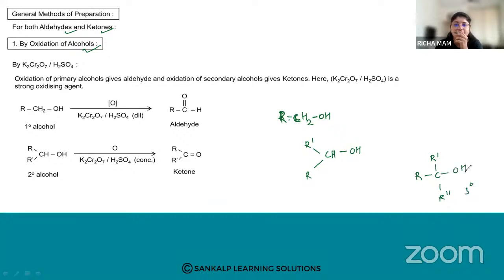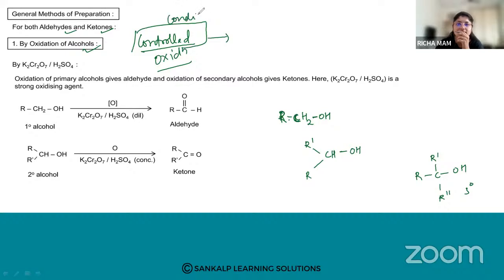Now, what are we doing? We are doing a controlled oxidation. Now, what is the meaning of oxidation? Controlled means we are applying some conditions, so we are doing controlled oxidation. What do you mean by oxidation? Oxidation is addition of oxygen or removal of hydrogen. This you know, right? Addition of oxygen or removal of hydrogen.